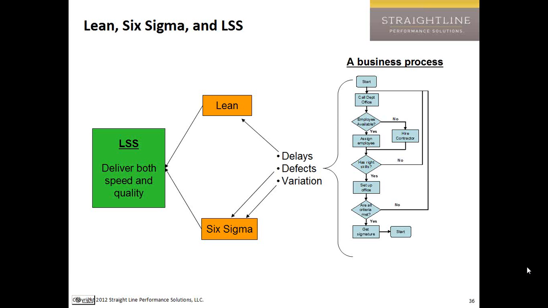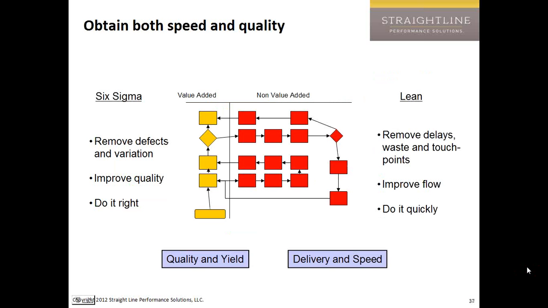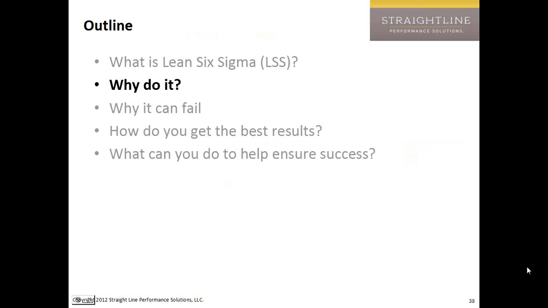Okay, thank you for the questions and comments. It's very helpful. To give you just a very high-level view, if it tends to be something that is defects and variation or improving quality, we're going to tend to use the Six Sigma paradigm. If it tends to be about removing delays and waste and touch points, improving the flow, or doing it quickly, that tends to be lean. So again, quality and yield, Six Sigma; delivery and speed, lean.